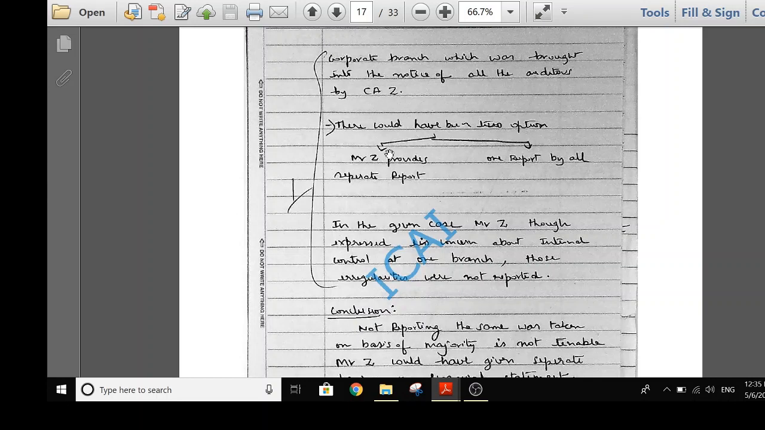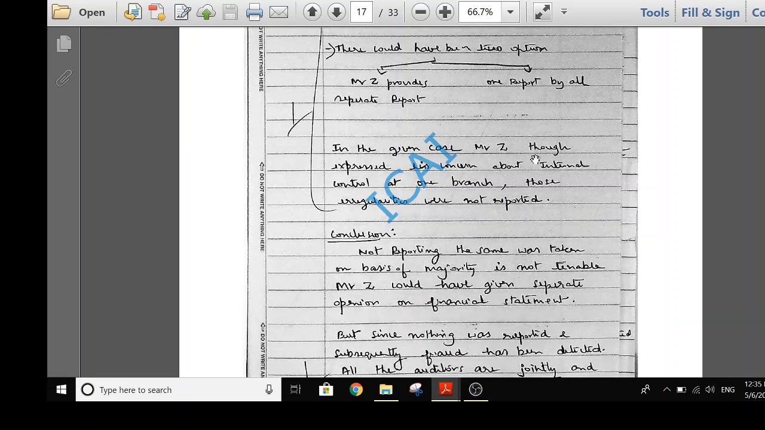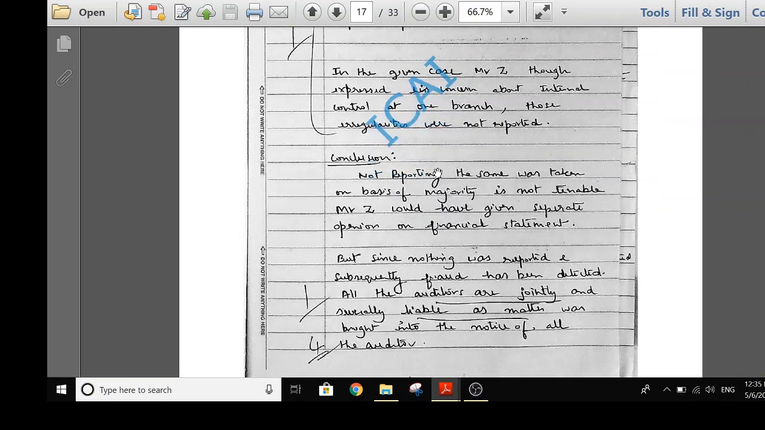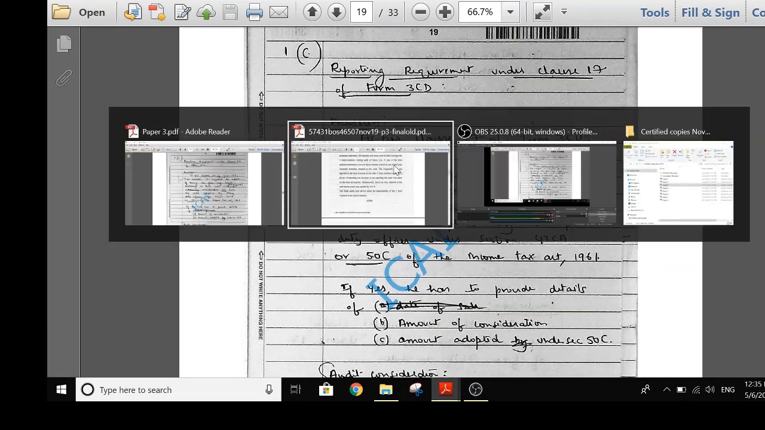This is my understanding. See, there could be 2 options. Mr. Ed provides a separate report, or 1 report by all. You can give it in a chart format also, there's no problem. And I gave a conclusion. I got full marks for that, 4 marks. After that I went to 1C.